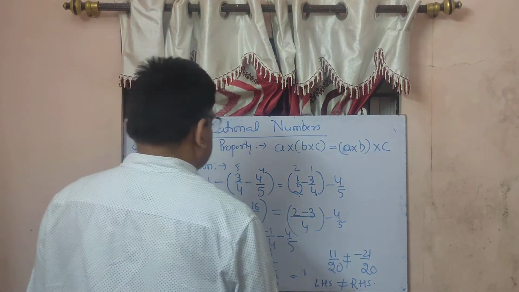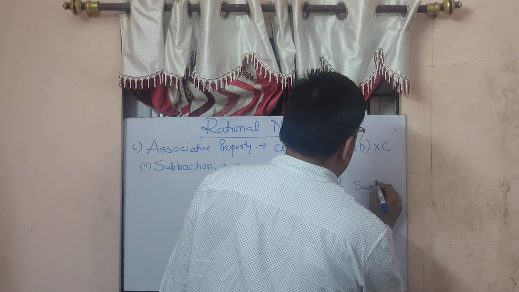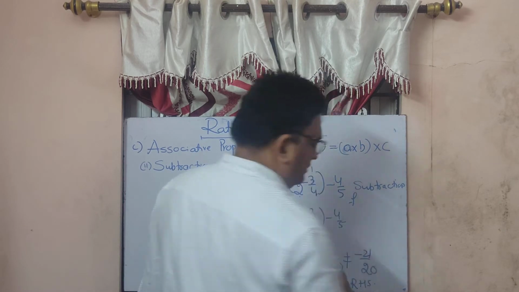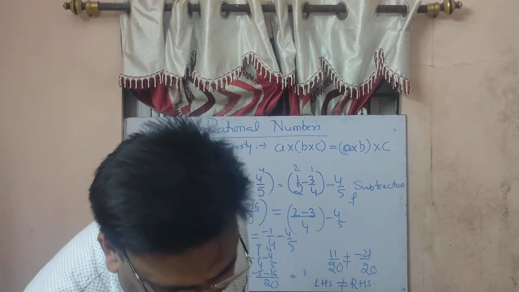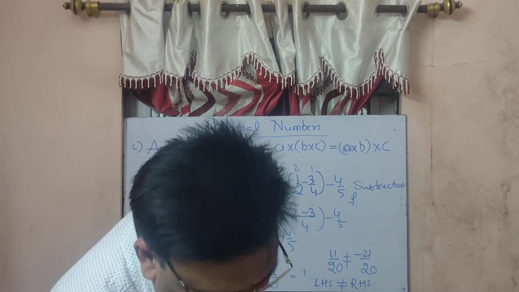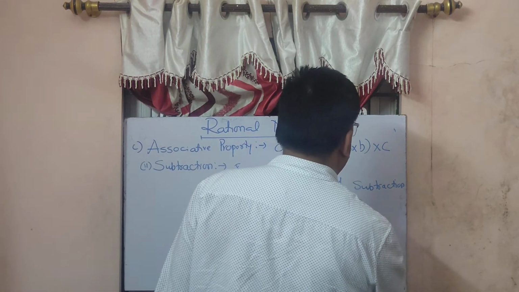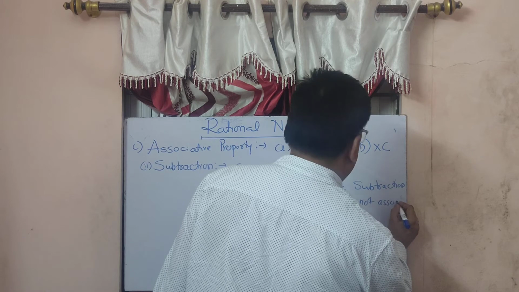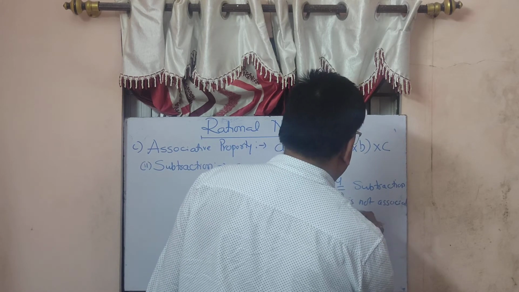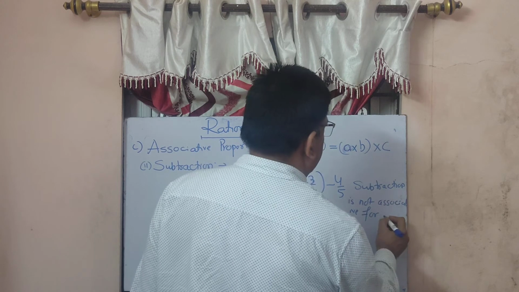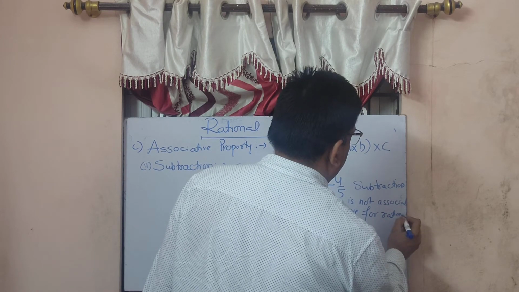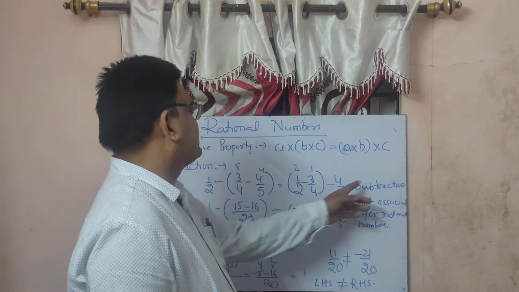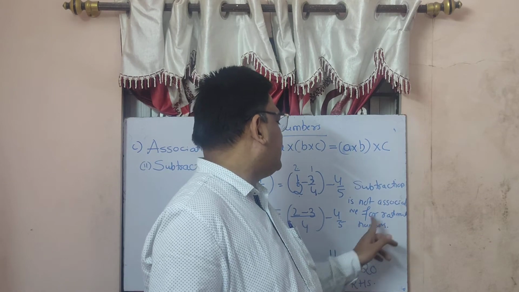So in all you can write, subtraction is not associative for rational numbers. So subtraction is not associative for rational numbers.